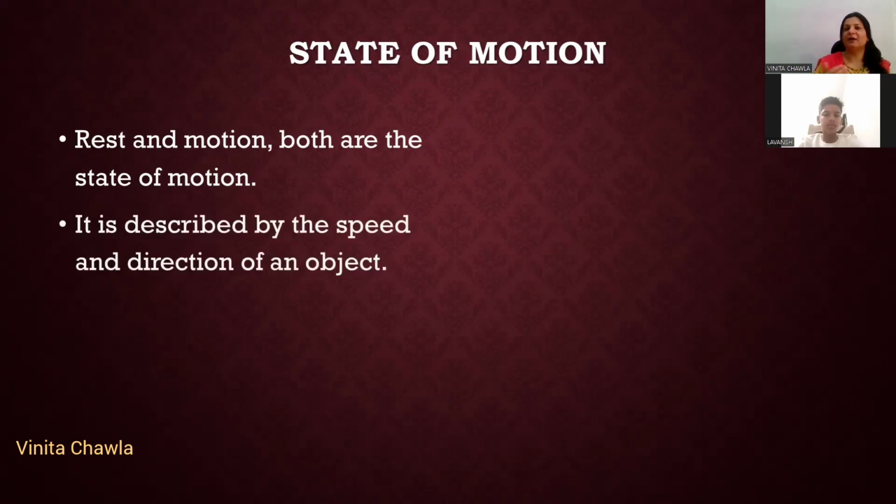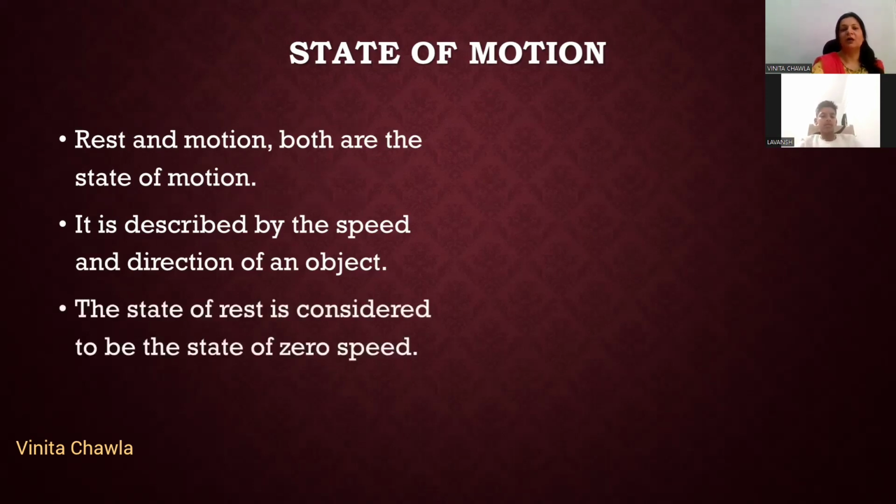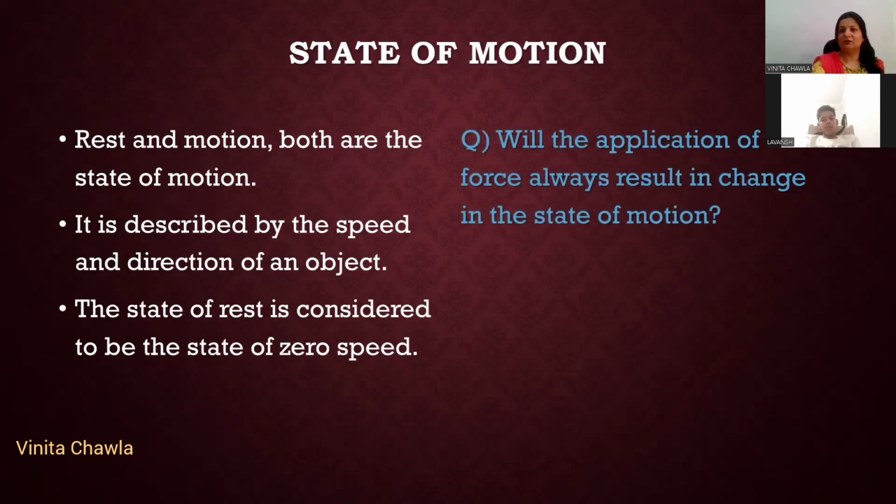It is described by the speed and direction of an object. We can describe state of motion by the speed of the object or the direction in which it is moving. The state of rest is considered to be the state of zero speed. If the object is at rest, it is not moving at all, then the speed is zero. So state of rest is the state of zero speed.